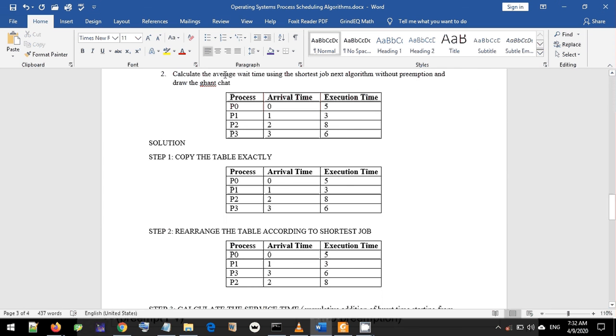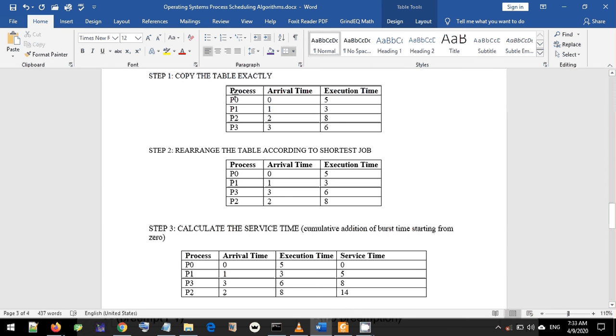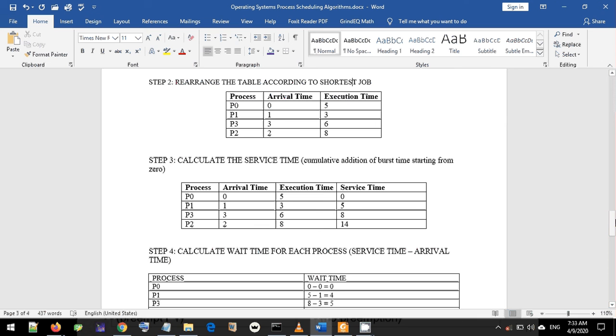Okay. So let's say we are calculating the average wait time using the shortest job next algorithm without preemption, and we draw the Gantt chart. We are given this table with processes, arrival time and the execution time. The very first step is to copy the table exactly as it is on the board. So we have this. Next we rearrange the table according to the shortest job, because that is the algorithm criteria. The shortest job is determined by the shortest time of execution.